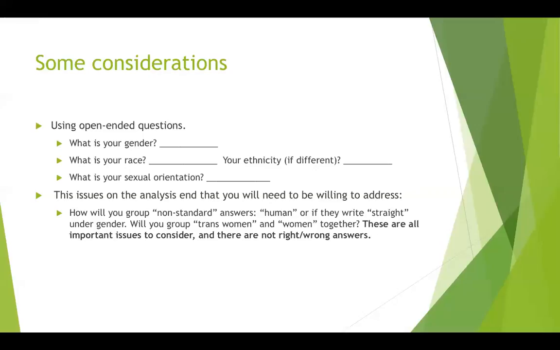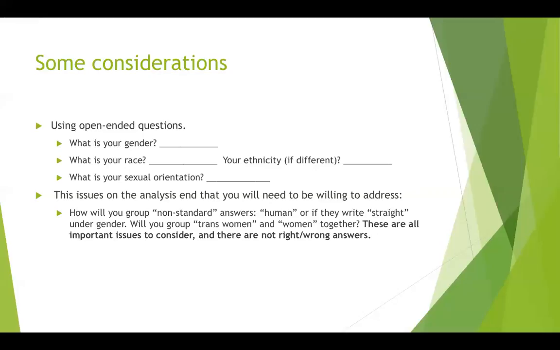So how do I interpret that? I might have no more information and I can't really use that data. I might decide that I could group them as straight under sexual orientation, but I have to make that decision. Will you group people who say that they're trans women and women together? Some trans women just identify as women. That's how they'll identify themselves. Is it important to you to understand more about your participants that you disaggregate women who hold different identities? These are all important issues to consider, and there really are not right or wrong answers.